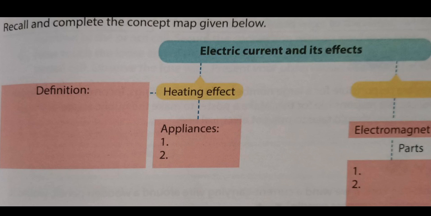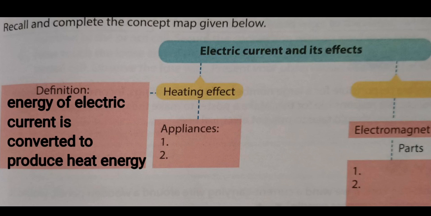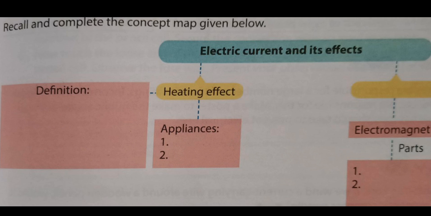Now, the definition of heating effect. When the electric current passes through the element, the energy of the electric current gets converted into heat, causing the heating effect of the electric current, which makes heating appliances work. Appliances are electric iron and electric light bulb, and the parts of the electromagnet are coil and iron core.